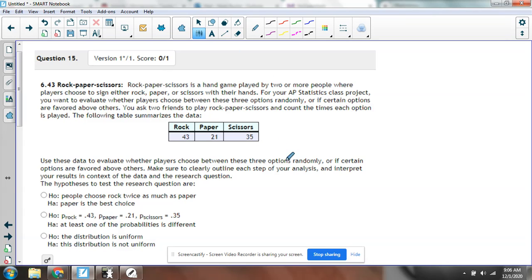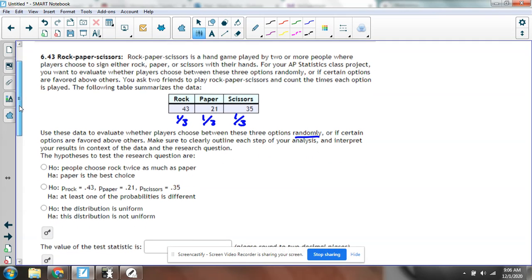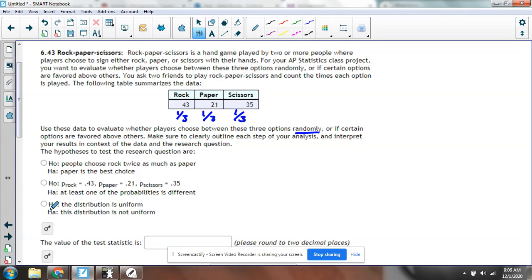favored above others. So if they're chosen randomly, we would assume that they would all occur 1/3 of the time. If there's three choices and it was truly random, you would throw rock 1/3 of the time, paper 1/3 of the time, and scissors 1/3 of the time. So it says the distribution is uniform. That's what we're saying here. They're all the same. And then by our data, we're trying to show the opposite, or that they're not uniform.